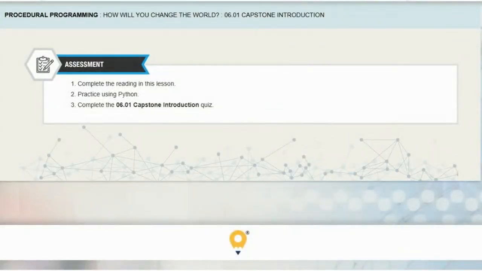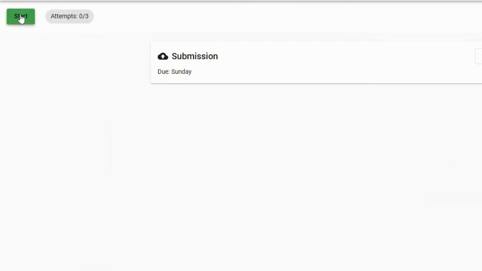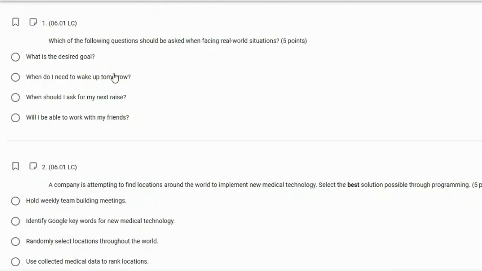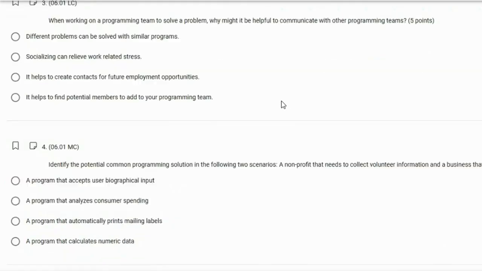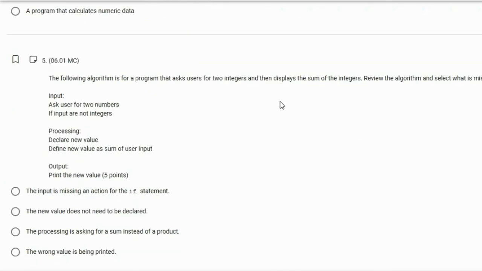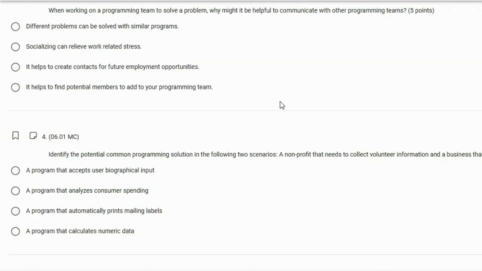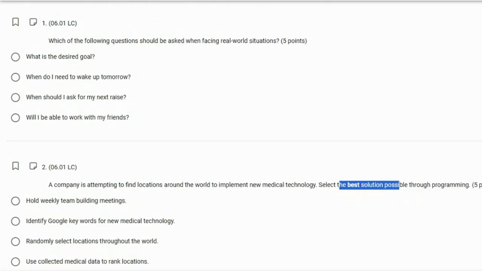All right, that's the end of this introduction lesson. Let's look at the assignment. Why the question should be asked when facing a real world situation. What's the best solution possible through programming? Five questions. Okay. Well, there we go. That's not too bad.